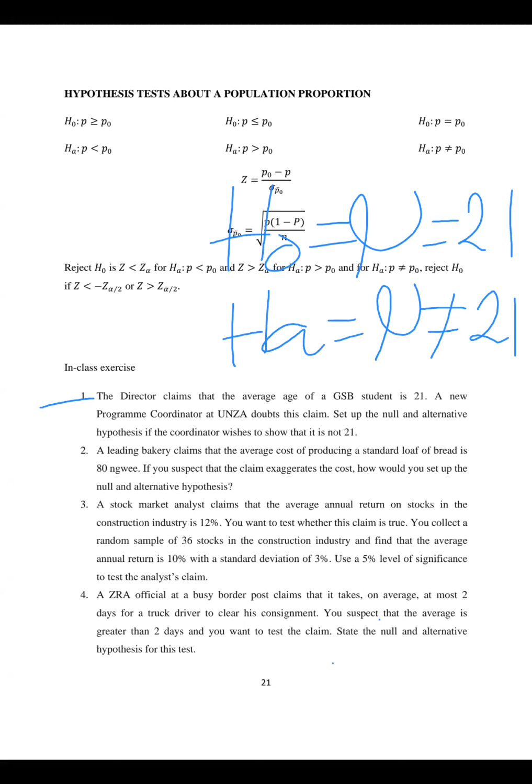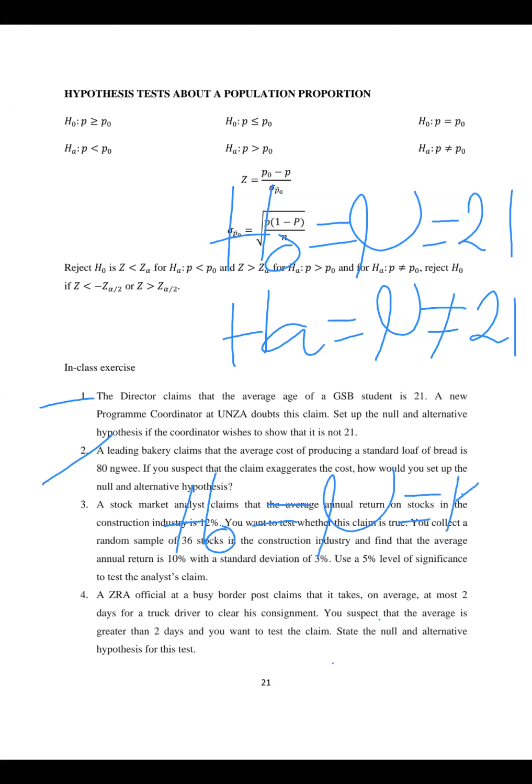A leading bakery claims that the average cost of producing a standard loaf of bread is 18 ngwee. If you suspect that the claim exaggerates the cost, how would you set up the null and alternative hypothesis? Question number 2. So what is there already? The belief which is there is called the null hypothesis. In question number 2, it is said that mu is equal to what?